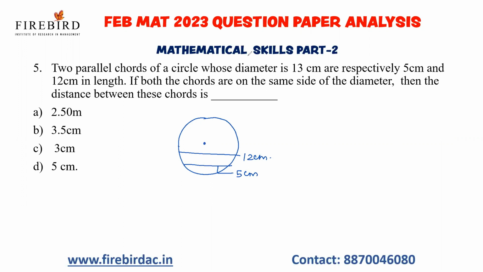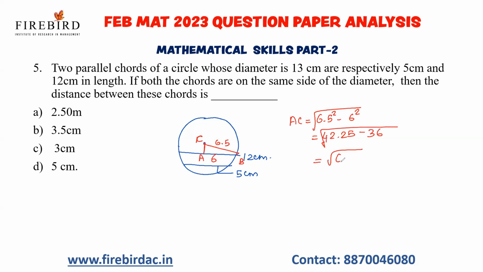Now, if I consider the first chord, take this point as center C, point A, point B. The diameter of the circle they have given as 13 centimeters and the radius will be 6.5. And I know that if I draw a line from the center of the circle, it will divide the chord into 2 equal halves, then it is 6. Okay, so if I apply the Pythagoras theorem, I can find the value of AC. So AC is equal to the square root of 6.5 square minus 6 square.